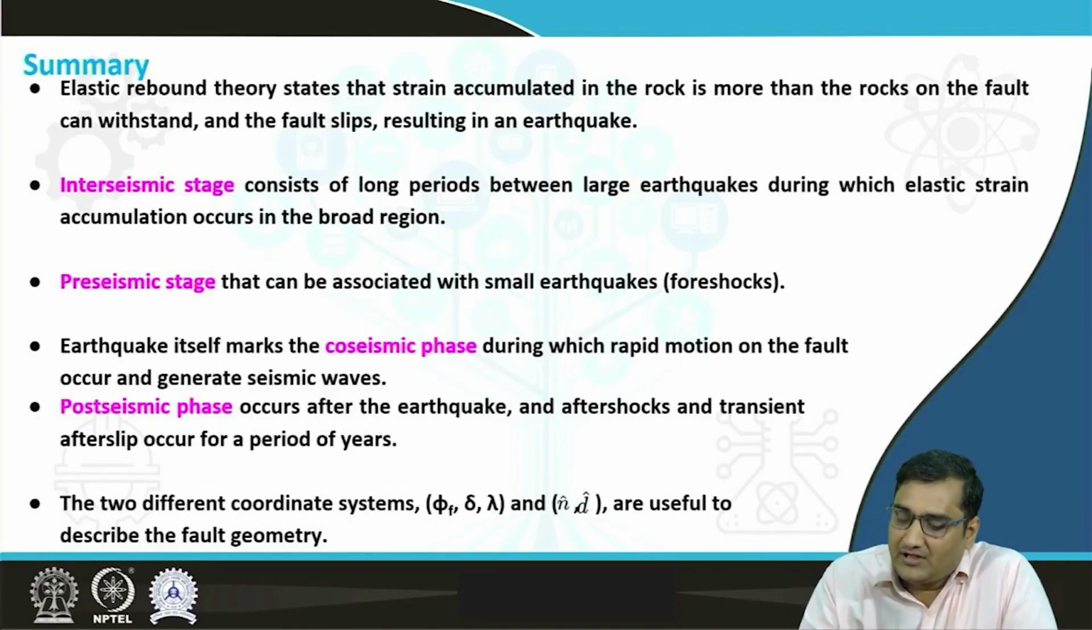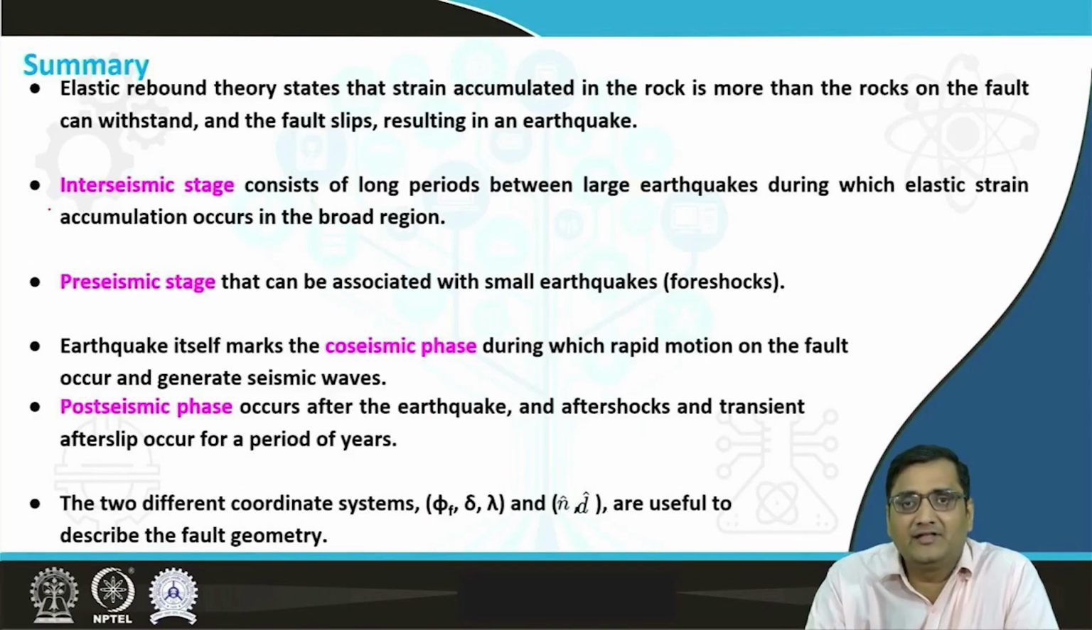And then elastic rebound theory was divided into the 4 stages and phases. The first one is the interseismic stage, second one is the pre-seismic stage, third is the co-seismic phase, fourth is the post-seismic phase. And as per the elastic rebound theory, the strain accumulated around the rock, and when it gets above what the rock can withstand, then it generates a slip in the form of an earthquake.